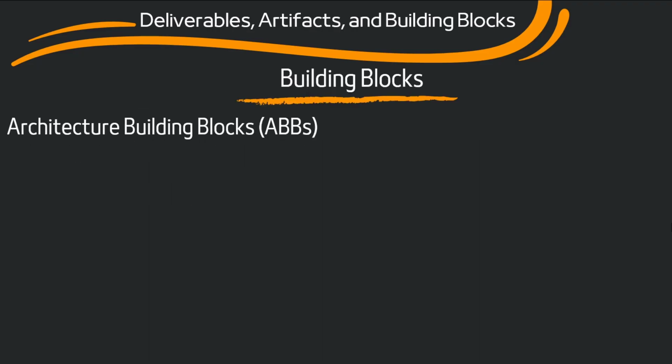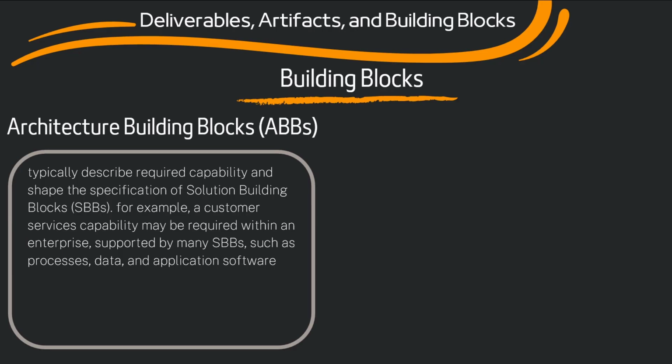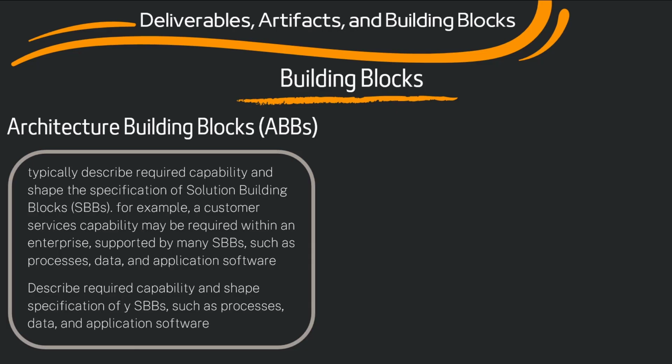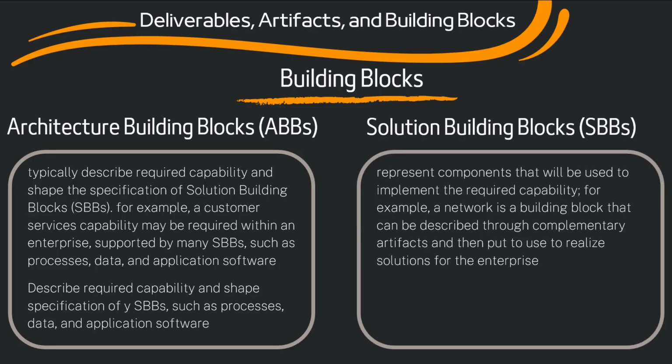Architecture building blocks typically describe required capability and shape the specification of solution building blocks, SBBs. For example, a customer service capability may be required within an enterprise, supported by many SBBs, such as process, data, and application software. They describe required capability and shape the specification of solutions. Solution building blocks represent components that will be used to implement the required capability. For example, a network is a building block that can be described through complementary artifacts and then put to use to utilize solutions for the enterprise. They represent components that will be used to implement required capability.